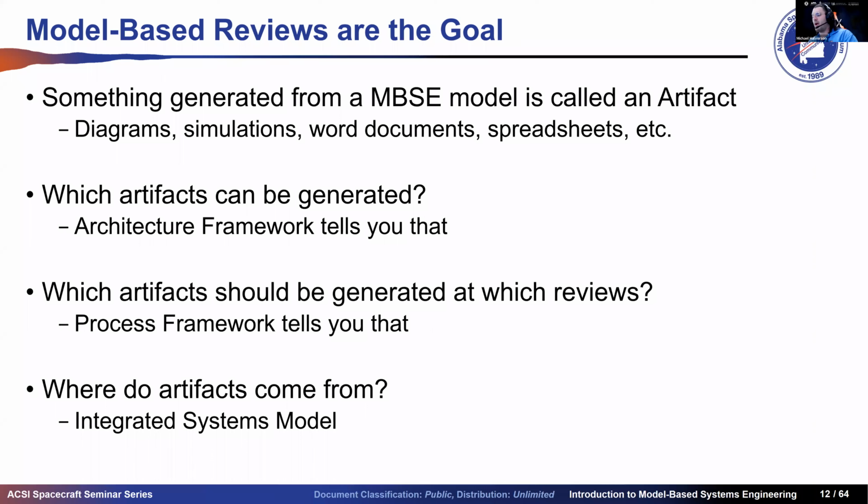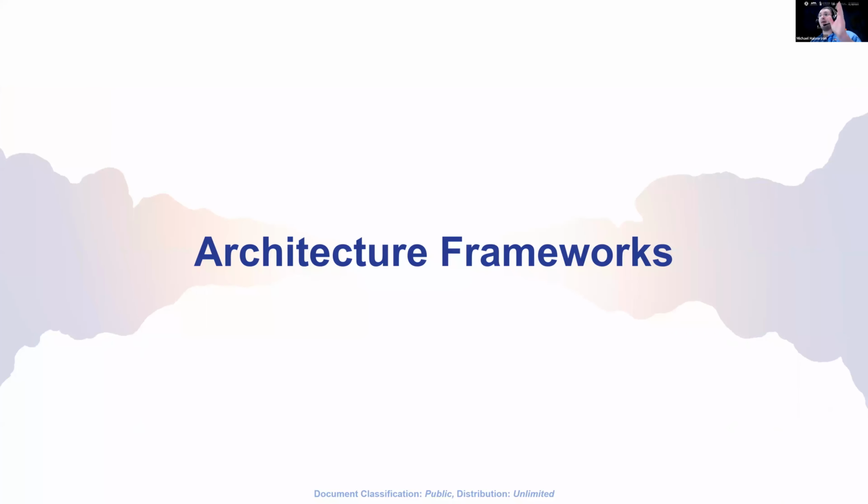When you are evaluating a system in a review, you can use the integrated system model, and you're not doing a PowerPoint. You're looking at the model. And that only works if you structure your models appropriately. But all of this information, which artifacts can be generated, which ones are at which reviews, where they come from, it's all in this integrated system model. And that's what we're going to talk about today, the working towards model-based reviews in a holistic sense. So please stop me if you have any questions. I'll keep going on forward, but if you got anything, just throw it at me and we'll keep going.